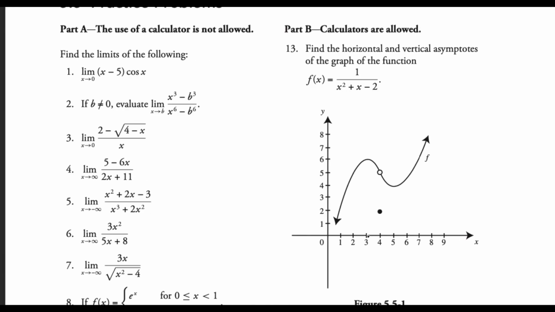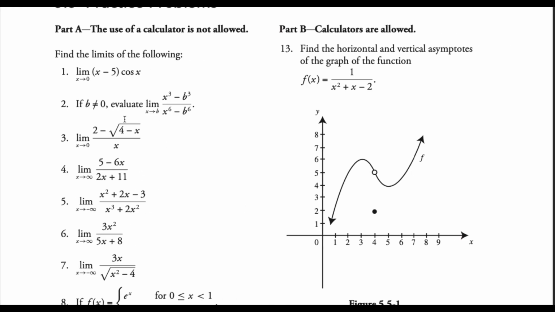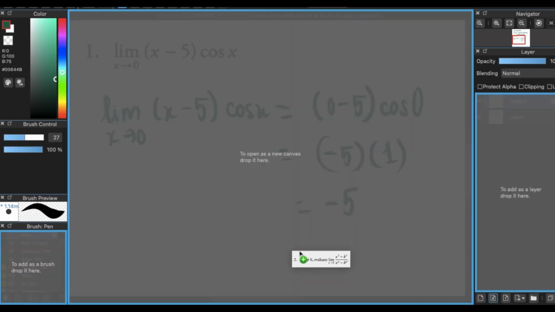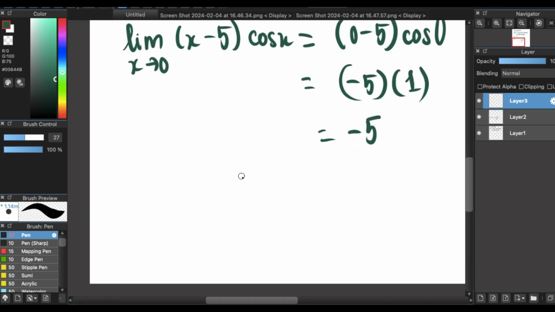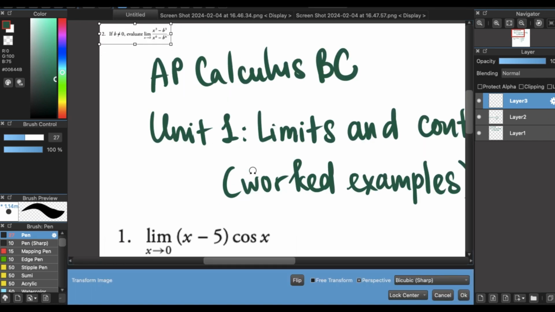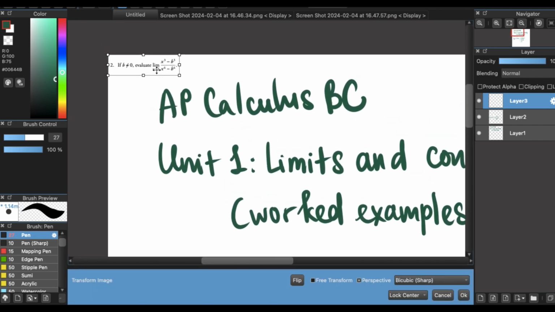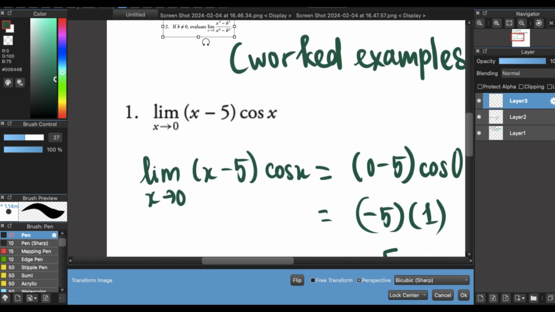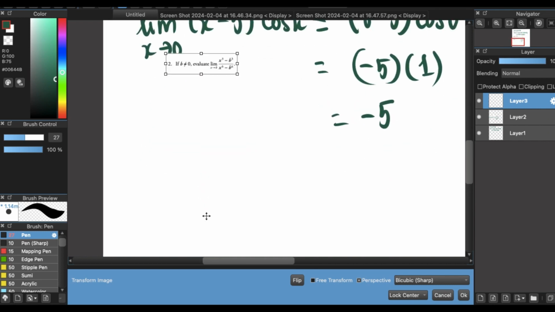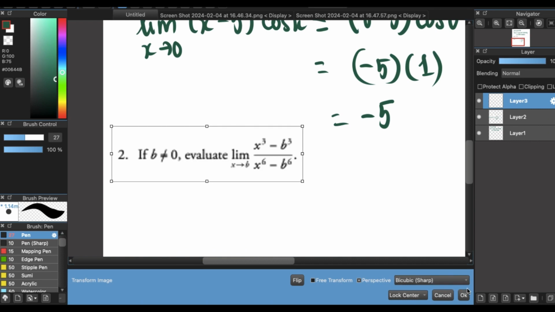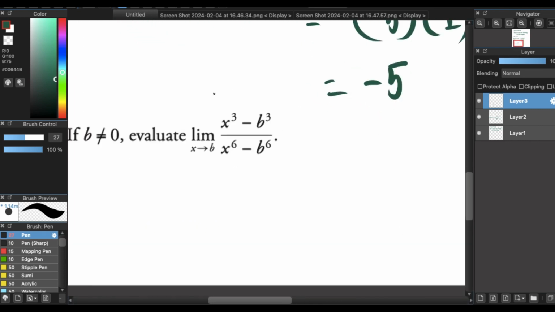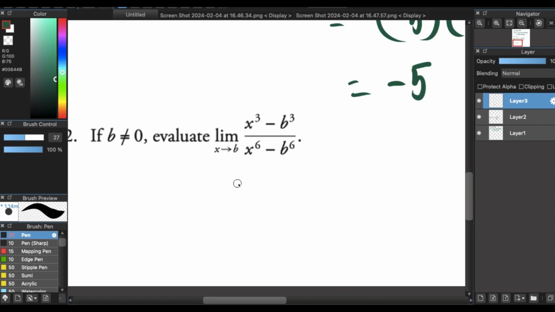So the next question: if b is different from 0, then evaluate this limit. I'm going to put it here. So just remember that.